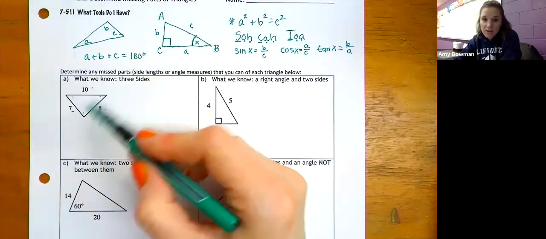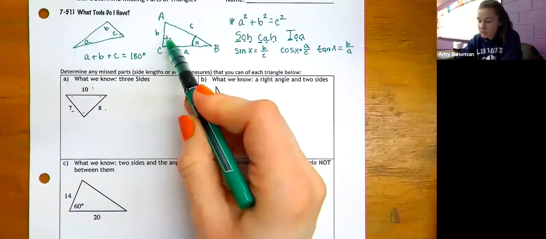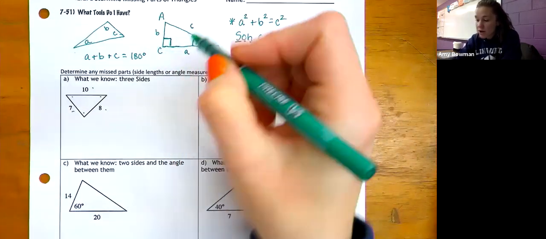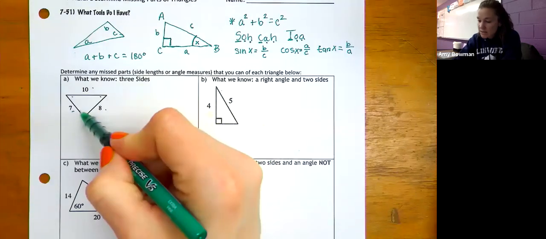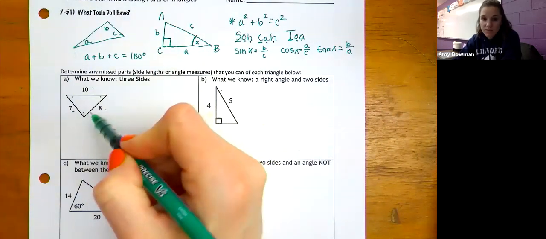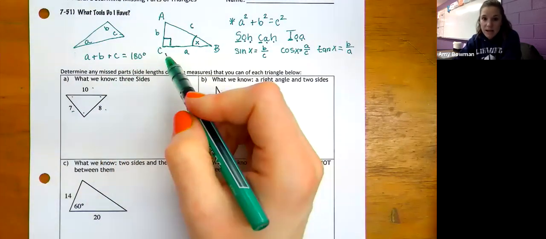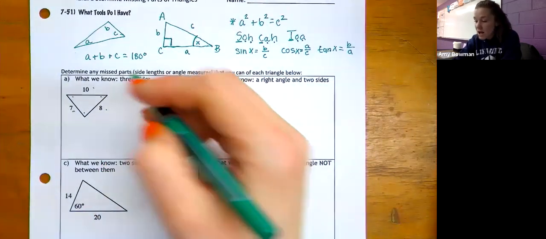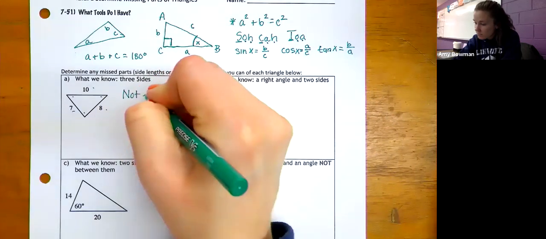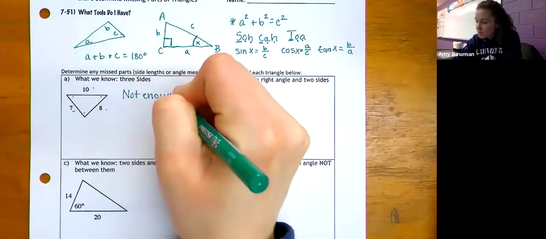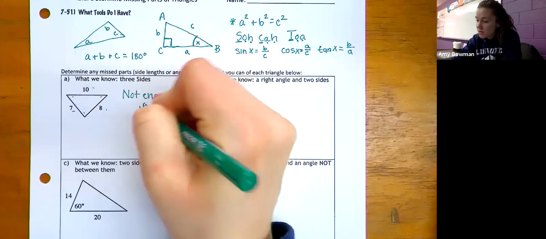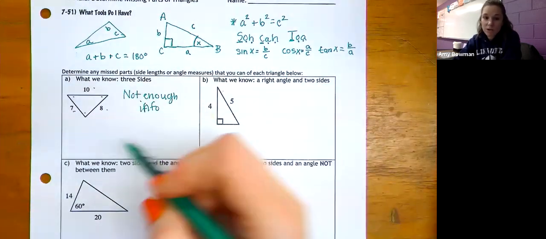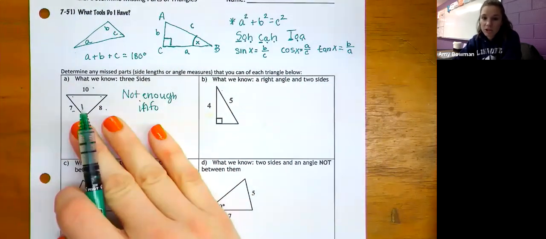It's not a right triangle, otherwise we would see this little square. You can never assume a triangle is a right triangle, so I can't necessarily assume that's a right angle. It would have to be marked. So I can't apply any of my right triangle trig. So in this one, we do not have enough information. Either not enough info or we need more tools. We just can't figure that information out.